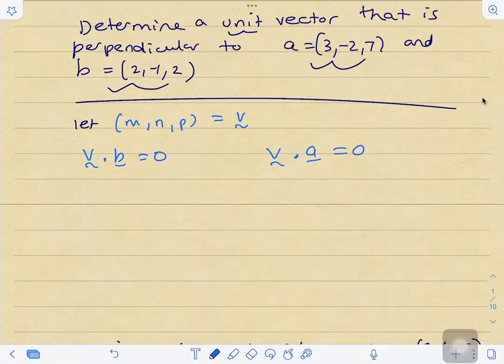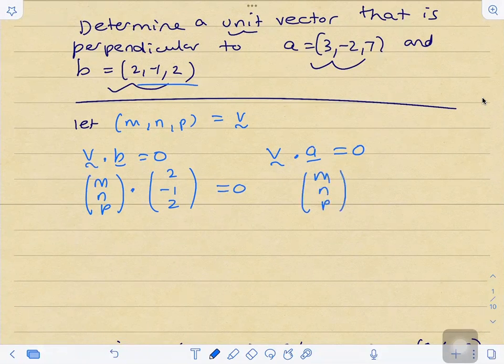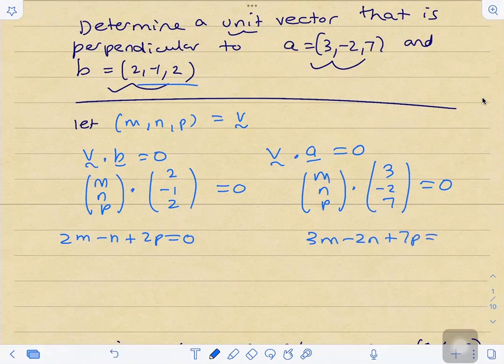So if I get the vector (m, n, p) and I dot it with (2, -1, 2), with this vector, I should get 0. And if I dot it with A, which is (3, -2, 7), I should also get 0. So you get 2m minus n plus 2p equals 0, and 3m minus 2n plus 7p equals 0.